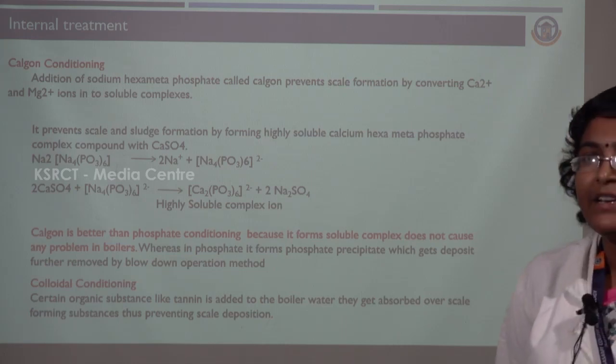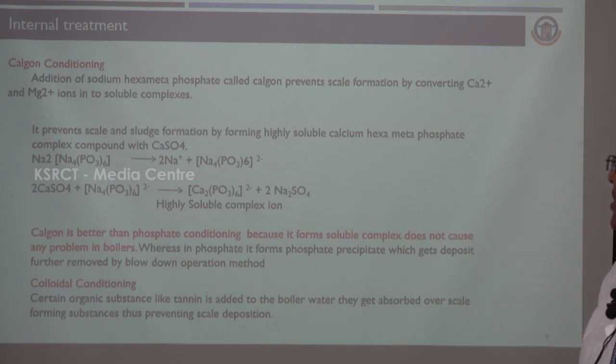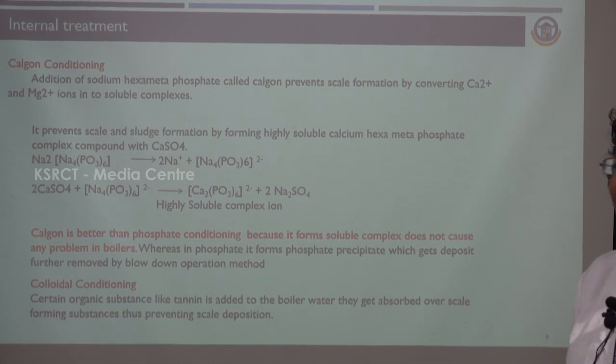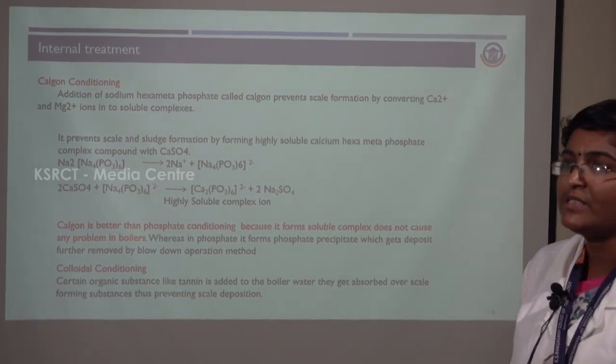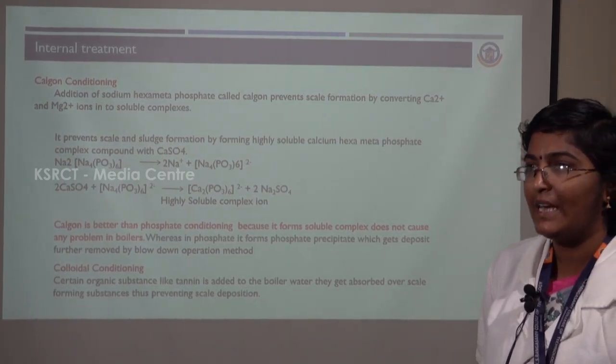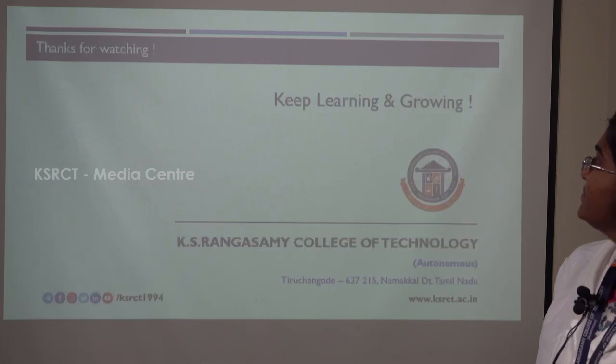Next one is colloidal conditioning. Colloidal conditioning means certain organic substances like kerosene and tannin can be used to remove the hardness producing substance and prevent the formation of scale. Thank you.